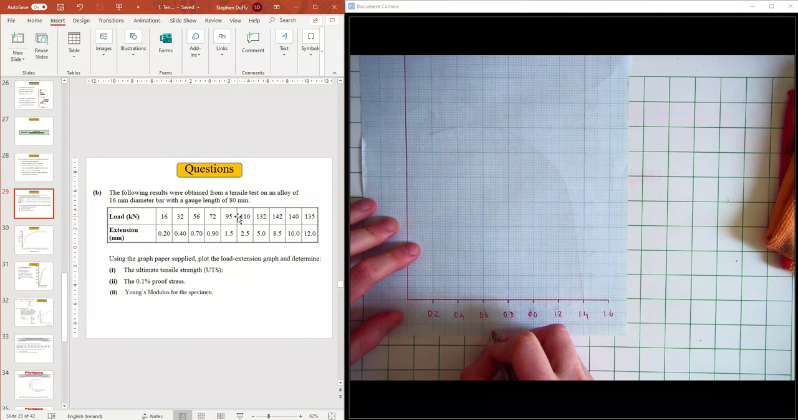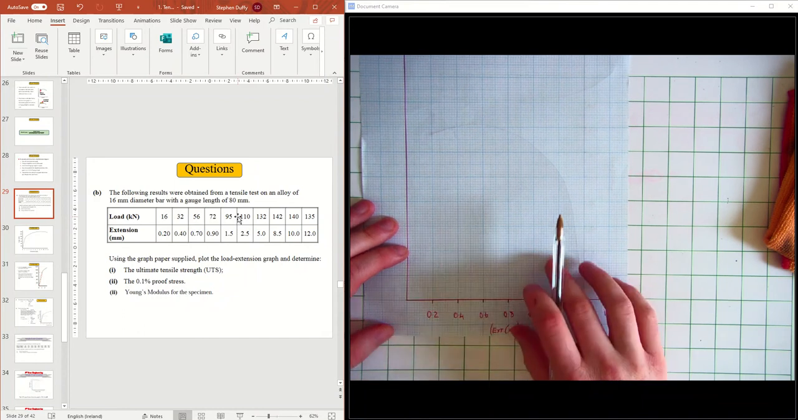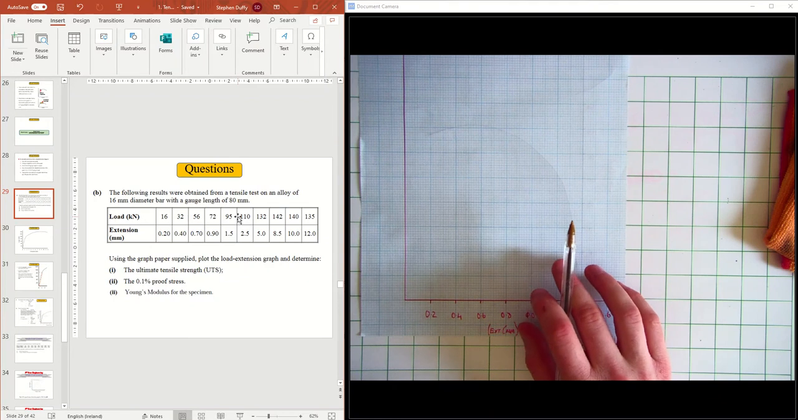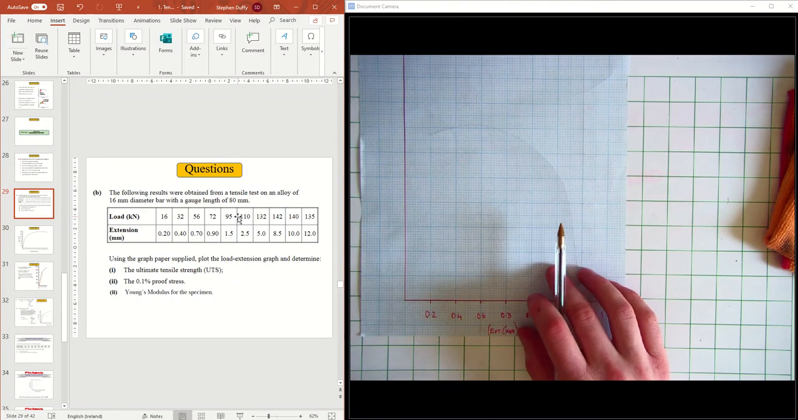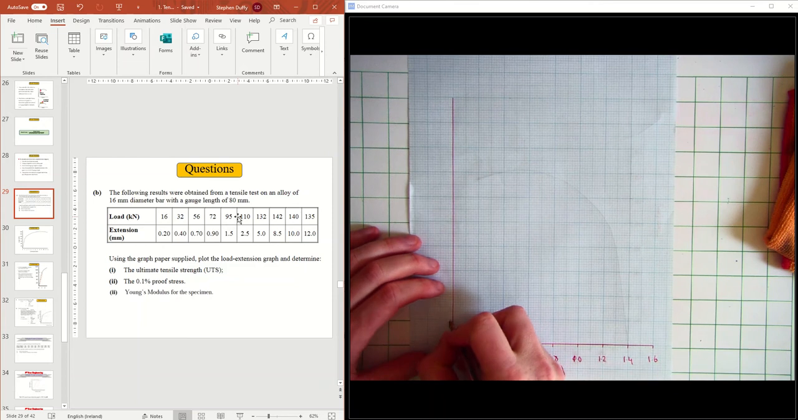Okay, and label the diagram. This is my extension, and it's in millimeters. We said all the extension always goes on my x-axis. Now, the highest point on the load we have to go to is going to be 95 kilonewtons, so I'm going to go up as far as 95. Again, I want to spread it out as much as I can.